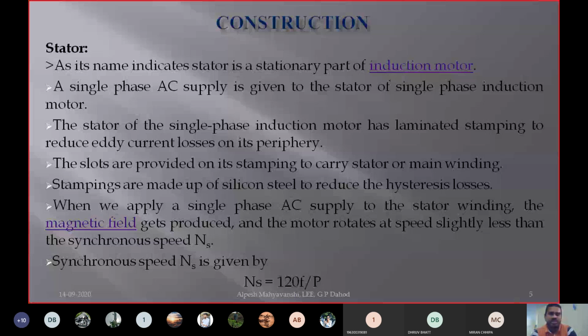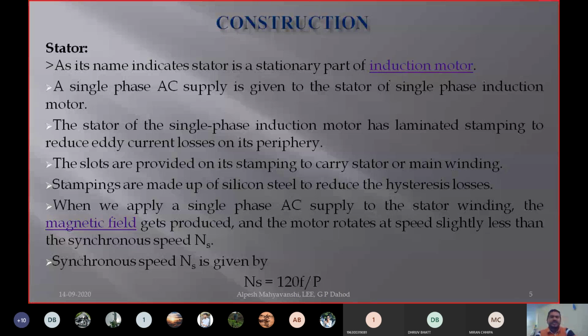Why is silicon steel material used for stator core stamping? Because silicon steel material is used to reduce the hysteresis losses. So this silicon steel material reduces the hysteresis loss. That's why silicon steel material is used for stator core stamping.